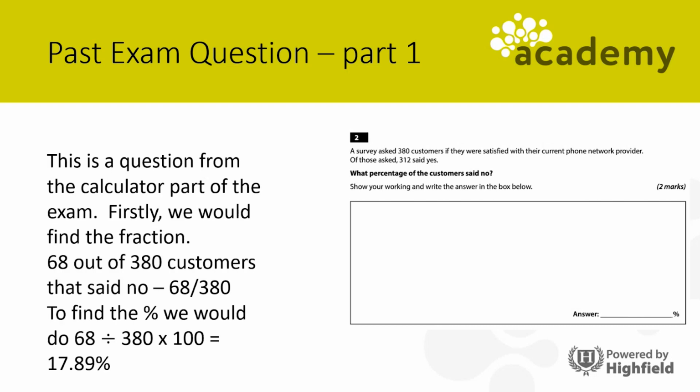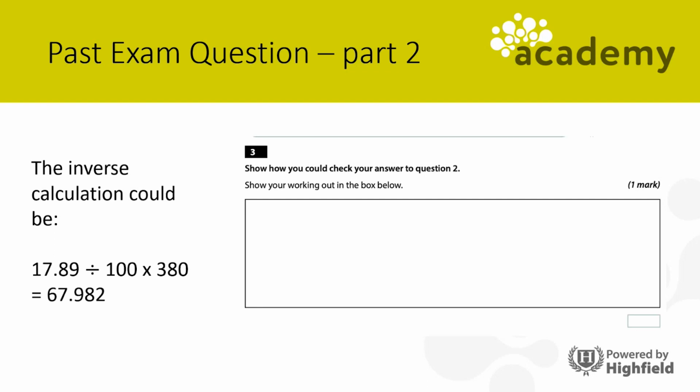So this is a question from the calculator part of the exam. And firstly, we would find the fraction. 68 out of the 380 customers said no. To find the correct percentage, we would do 68 divided by 380 times 100, which is 17.89%. The inverse calculation could be 17.89 divided by 100 times 380 equals 67.982.